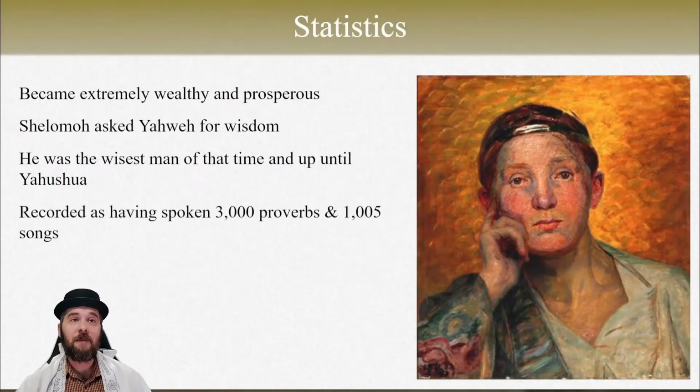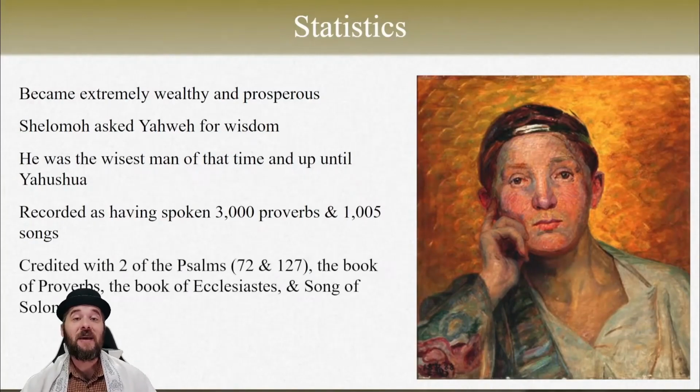He's recorded as having spoken 3,000 proverbs, 1,005 songs. He's credited with 2 of the Psalms, Psalms 72 and Psalms 127. He's also credited with the book of Proverbs, the book of Ecclesiastes, and of course, the Song of Solomon.